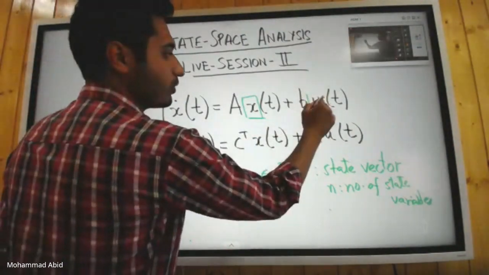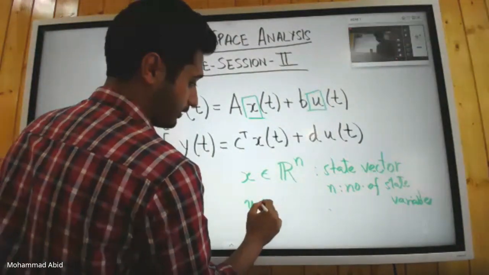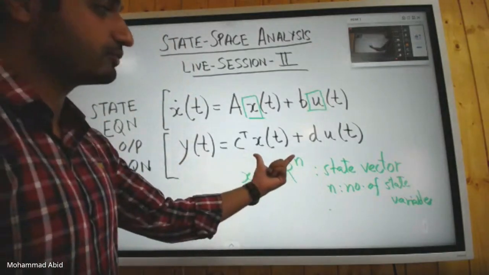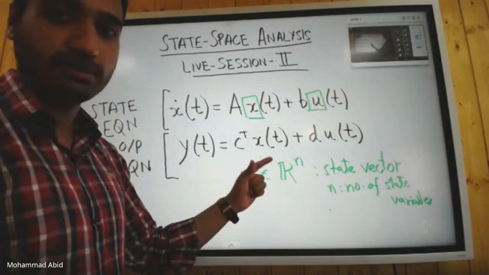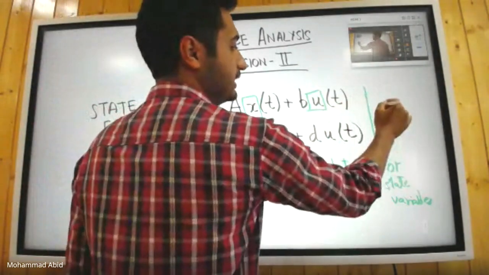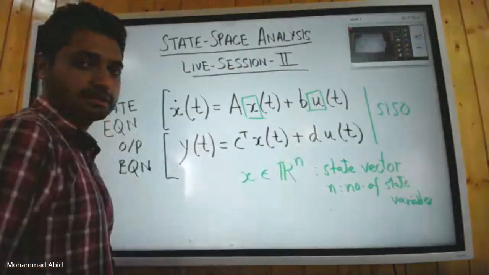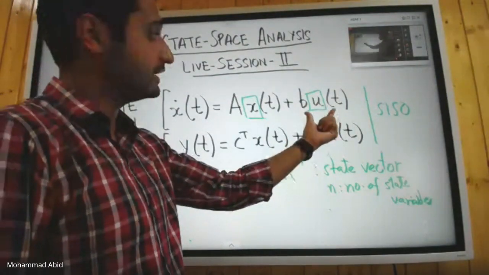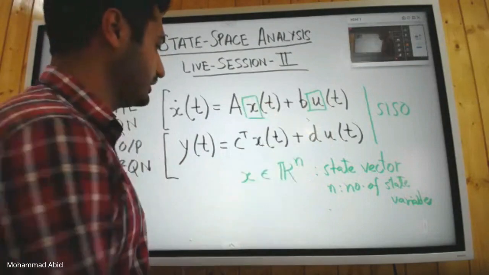Next is this u. This u is nothing but the input. Let's suppose, first of all, we can have two kinds of models, as you know. One is a single input, single output. Another is a multiple input, multiple output. We'll discuss both of them, but here I have assumed the system to be single input, single output. So this is just one entry, a single input, u. Otherwise, if it had been a multiple input, then it would have been multiple entries. So here I have assumed u to be a single entry.